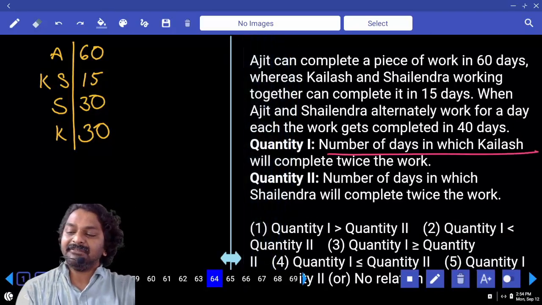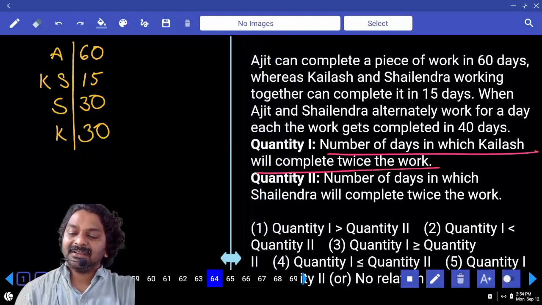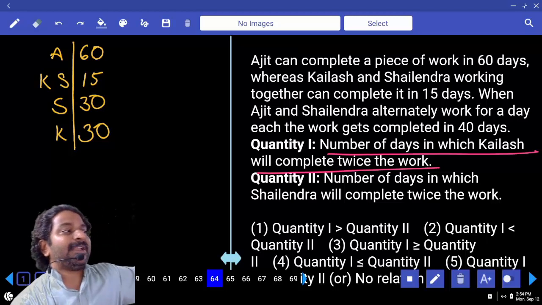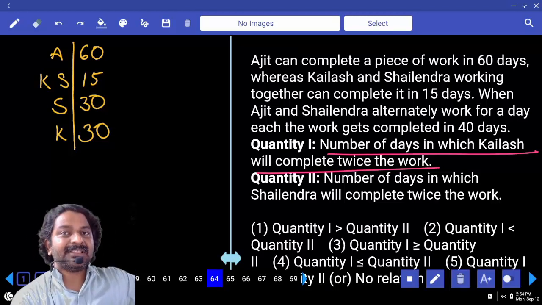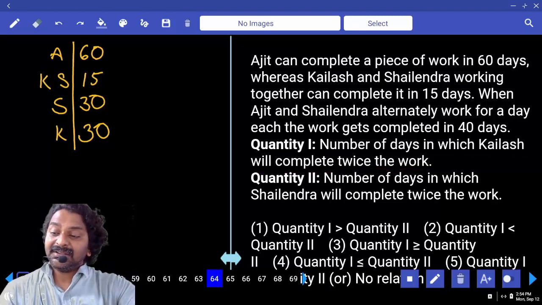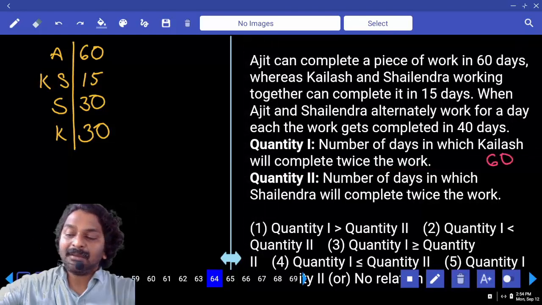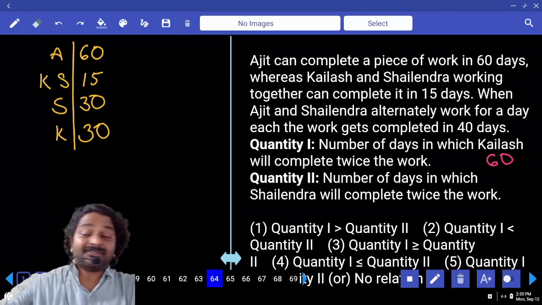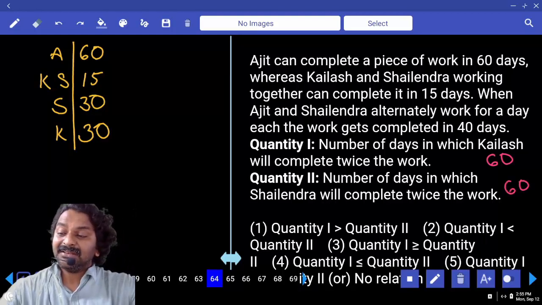Number of days in which Kailash completes twice the work. Kailash can complete the actual work in how many days? 30. Twice the work? 60. Number of days in which Shailendra will complete twice the work. Shailendra takes 30 days to complete the actual work, and to complete twice, 60.